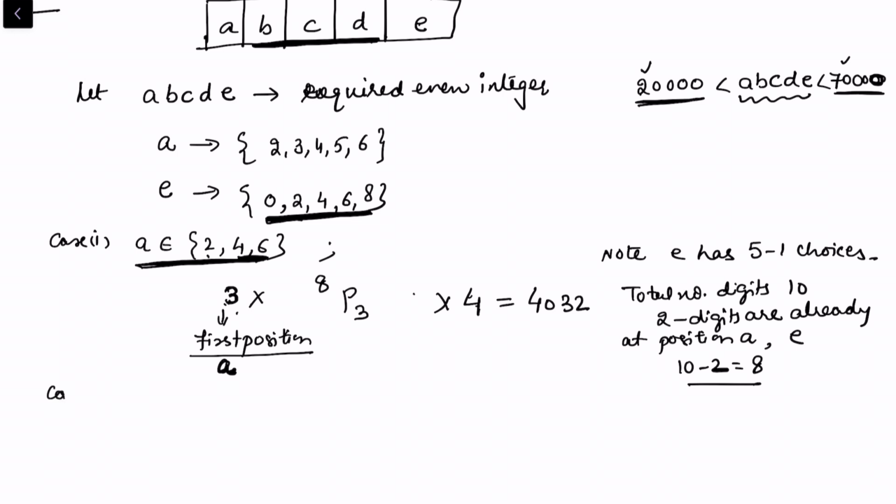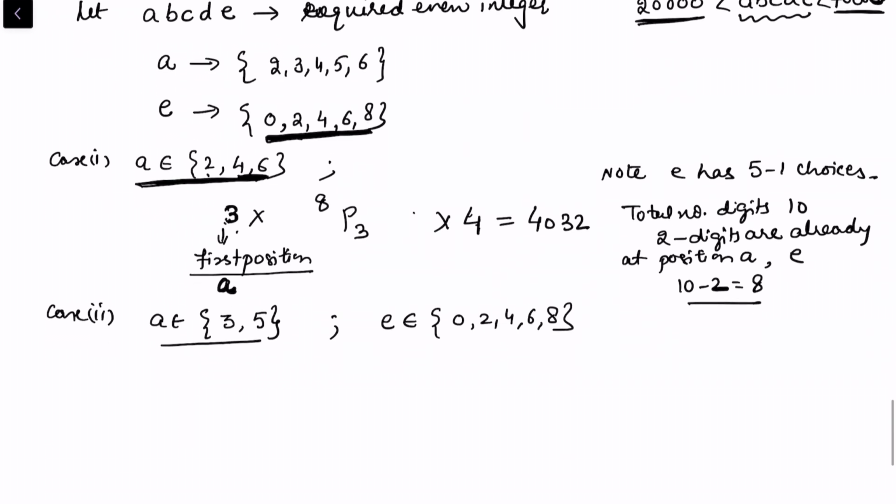What happens if A is odd? Of course both the sets are disjoint, so we will add using the addition principle later on. If A takes 3 and 5, in that case A is an odd number, so for the last digit E the choices are 0, 2, 4, 6, 8, and the digits are not repeating. For the first position we have 2 possibilities, this is for A, and then for E there are 5 choices. Similarly for the middle, since we have used any 2 digits, we have 8P3. So this will give me the answer 3360.